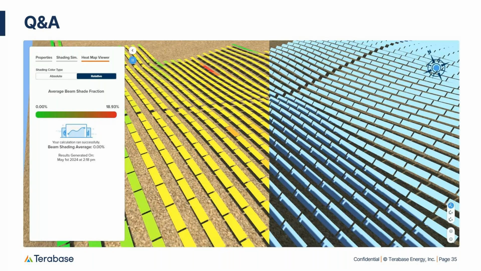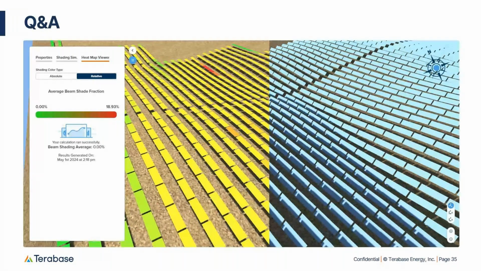Before we get into questions, I do want to make one correction. Thanks, John from Array Technologies. He has corrected me that their API runs on 5-minute weather interval data, not 15-minute weather data. So I just wanted to make that correction. Thanks, John, and sorry for misspeaking there.